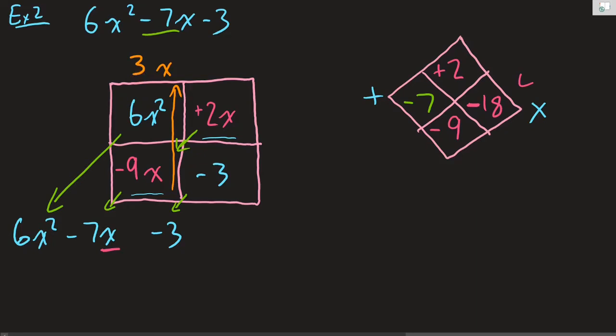And now that I filled that out, I can then just use my polynomial Sudoku skills to fill in the rest. 3x times what is 6x squared? Well, 3 times 2 is 6, and x times x is x squared. And if this is 2x, well, then this has to be 1, because 1 times 2x is 2x. If this is 1, 1 times negative 3 is negative 3. And as a check, is negative 3 times positive 3x negative 9x? It sure is. So there you have it. This is 3x plus 1 times 2x minus 3.